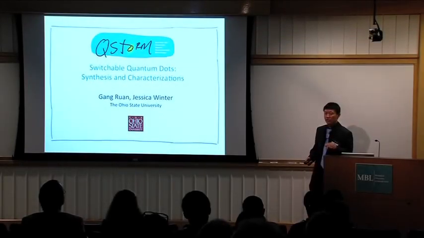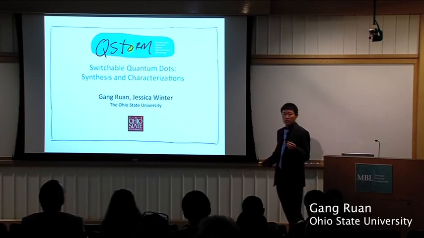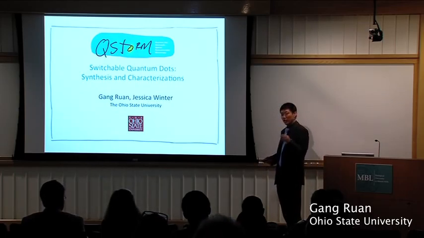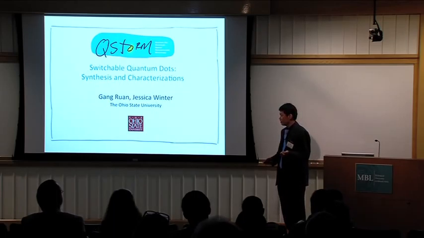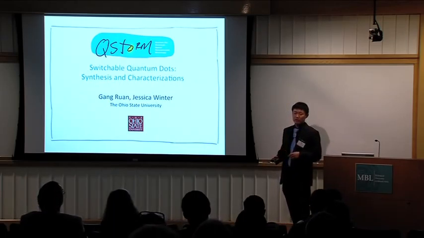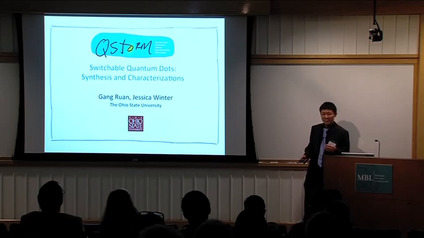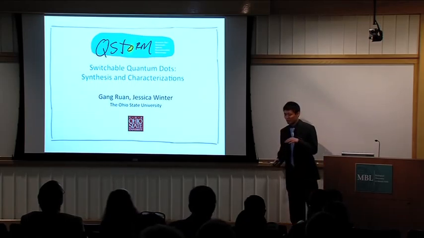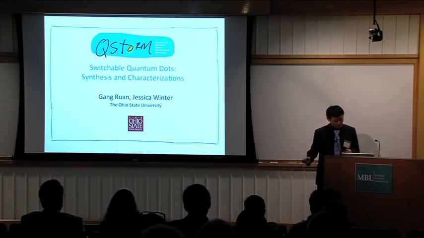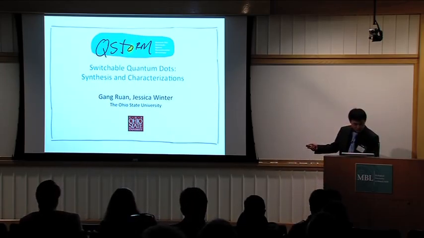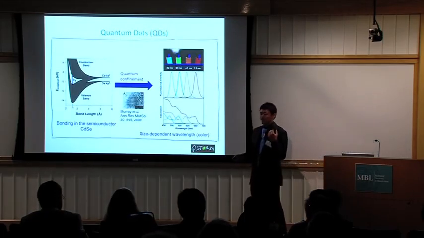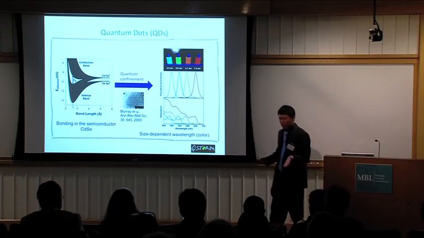Our first speaker talks about how to use genetic engineering to make GFP as an imaging probe. Now I'm going to talk about how to use traditional chemistry methods to make imaging probes. So our probes are based on quantum dots, which are essentially a piece of semiconductor material.